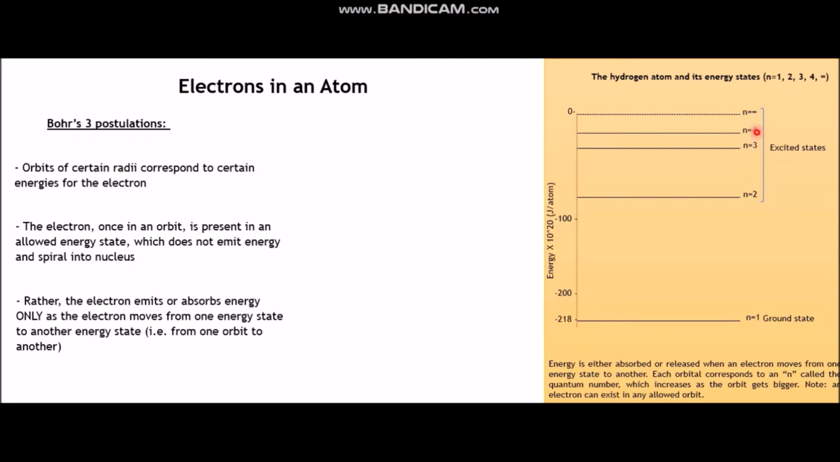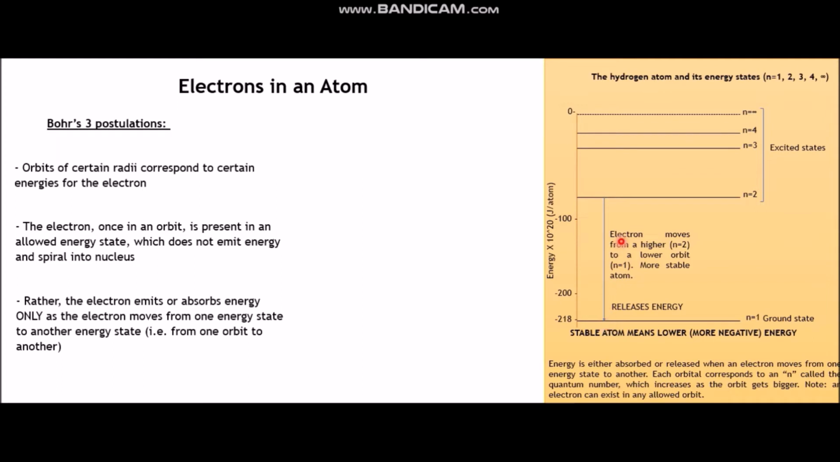So Bohr predicted that when an electron moves from one orbit to another orbit, energy is either absorbed or released. So let's refer to the scenario where energy is released. When energy is released, electrons move from a higher orbit to a lower orbit.